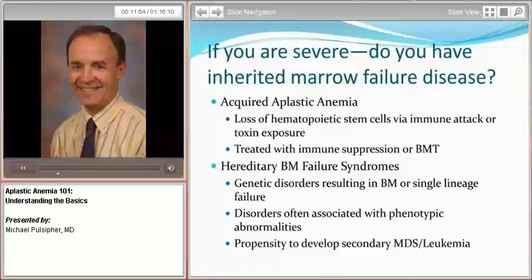Acquired aplastic anemia means that your bone marrow cells that make all the rest of your blood, which we call hematopoietic stem cells, have been knocked down. Now, almost always it's by an immune attack. I'm going to talk briefly about toxin exposures, but by far most people who have aplastic anemia have had an immune attack on their cells. And that's why we treat it with immune suppression.